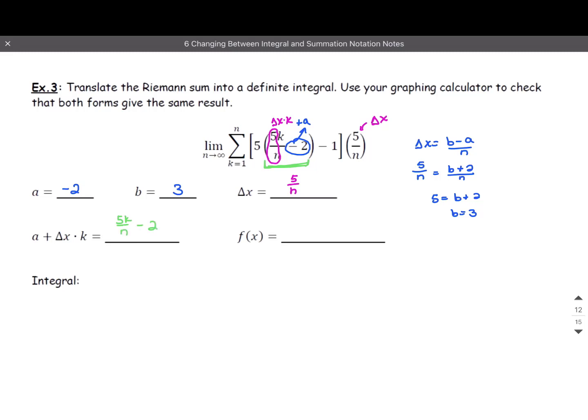Now, if that's the x value, that's the x sub k, so we're going to call that x. Now we're going to read the function: 5x minus 1. That's our function. So now we're ready to write our definite integral. It's the integral from a to b, so the integral from negative 2 to 3 of 5x minus 1 times dx, right? That delta x becomes the dx. Now we're going to go to our calculator and make sure they both give us the same value.